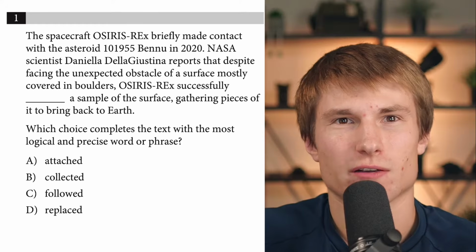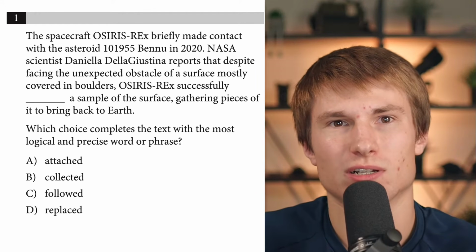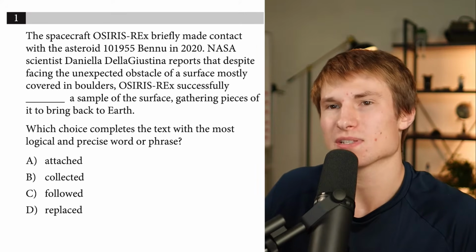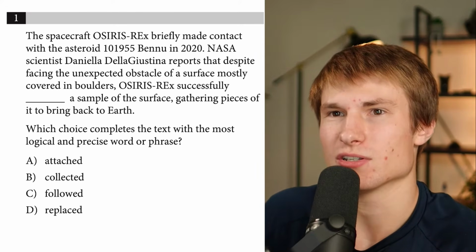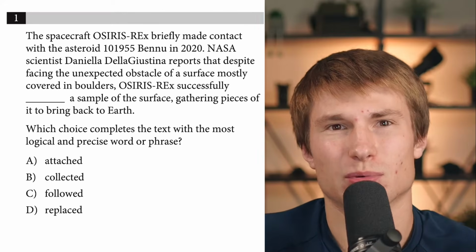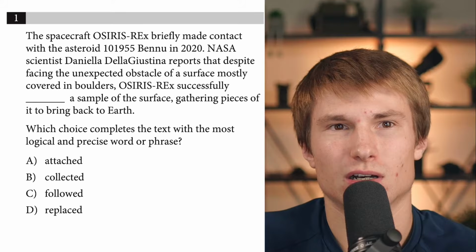Question 1. The spacecraft OSIRIS-REx briefly made contact with the asteroid 101955 Bennu in 2020. NASA scientist Daniela Della Guistina reports that despite facing the unexpected obstacle of a surface mostly covered in boulders, OSIRIS-REx successfully blank a sample of the surface, gathering pieces of it to bring back to Earth.